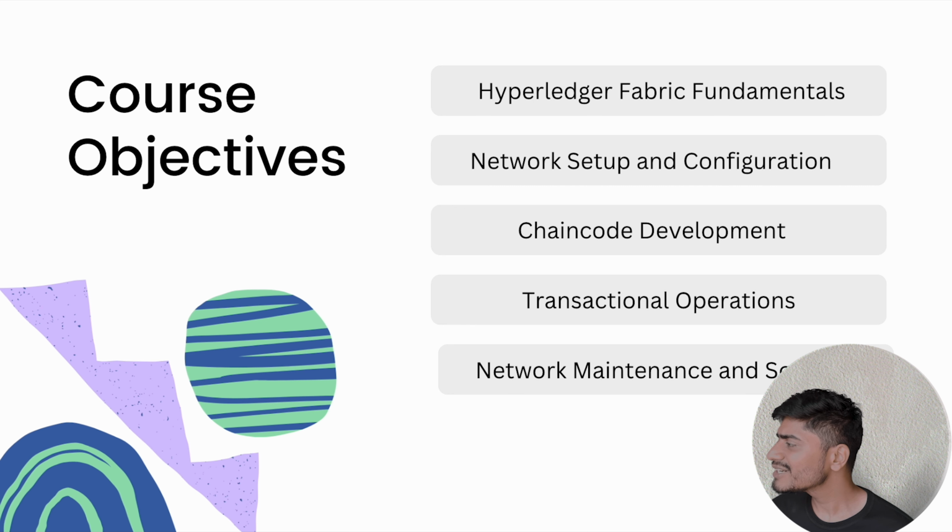Here are the course objectives. It is going to cover the Hyperledger Fabric fundamentals. We are going to do the network setup and the configurations. We are also going to see the chaincode development and the transactional operations, which include channel, chaincode, and normal transactions. And then we are also going to do the network maintenance and the scaling as well.